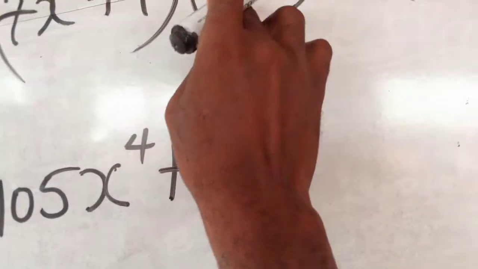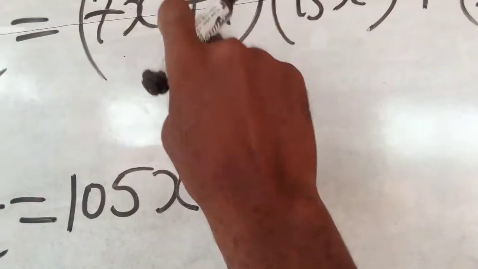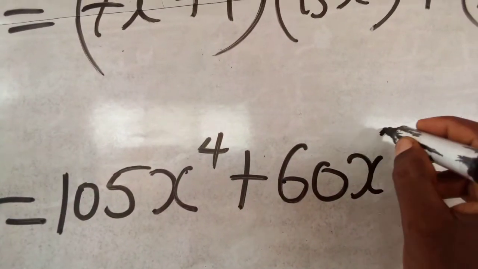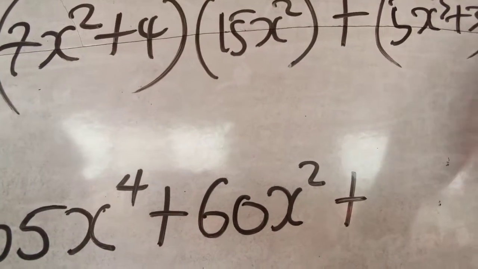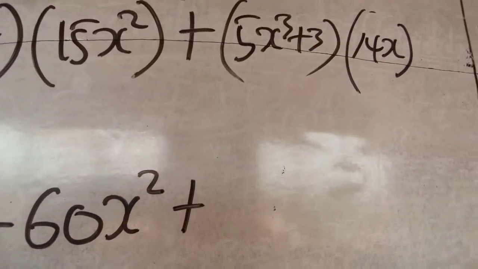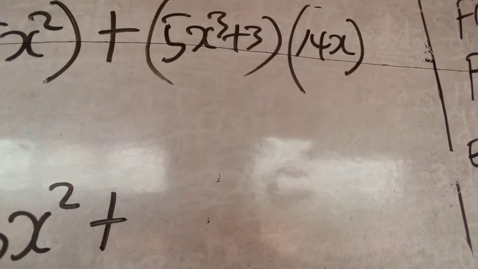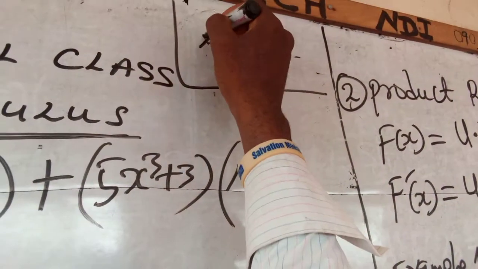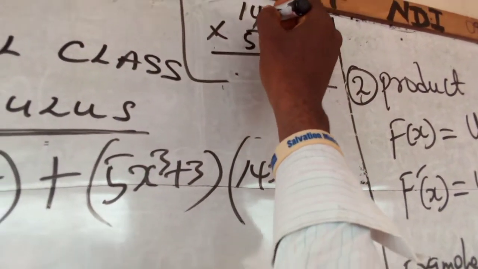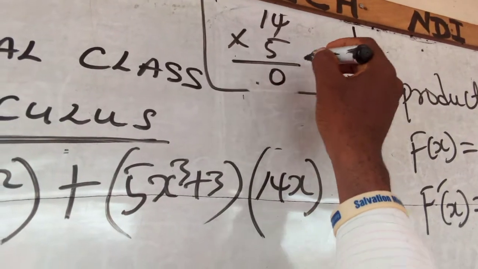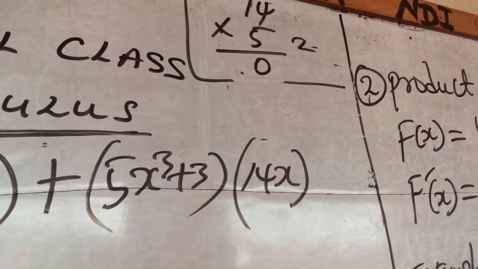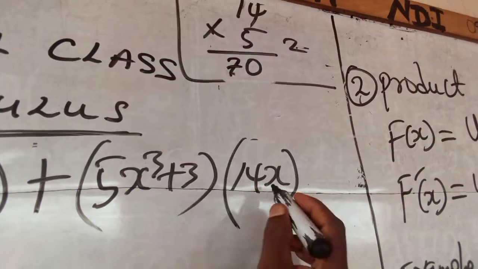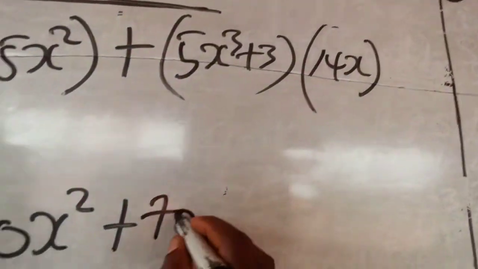Then plus again, 15 times 4 is 60. You now write s raised to the power 2. Plus this, we multiply this again. So you now say 14 times 5. 5 times 4 is 20. You write 0, carry 2. 5 times 1 is 5, plus 2 is 7. You have 70. So you have 70s.